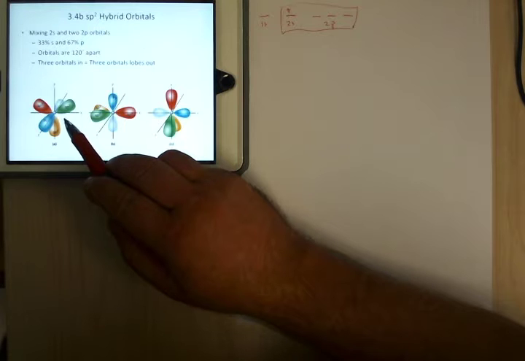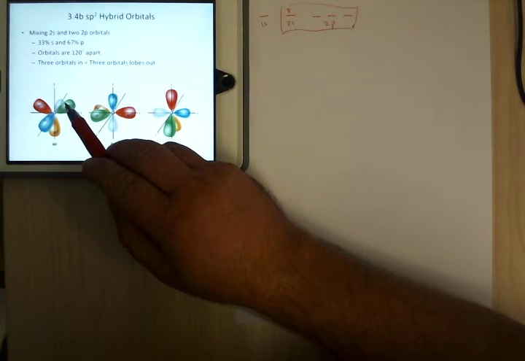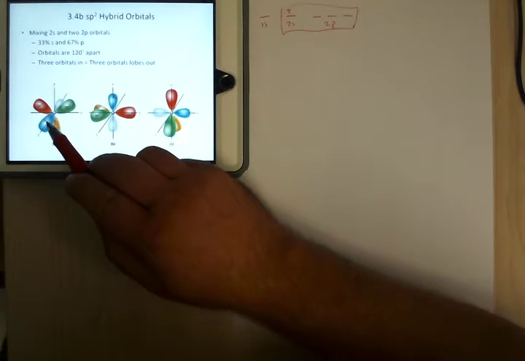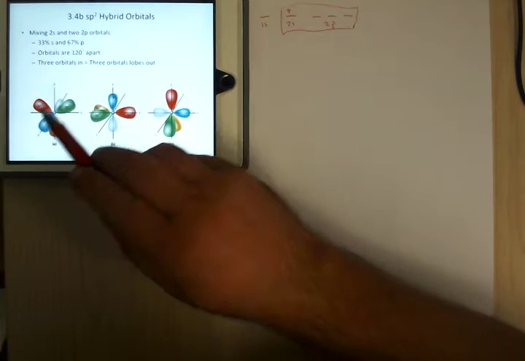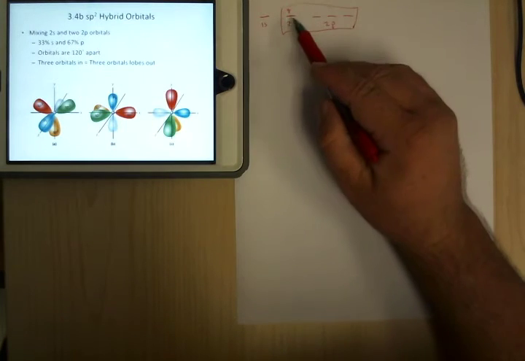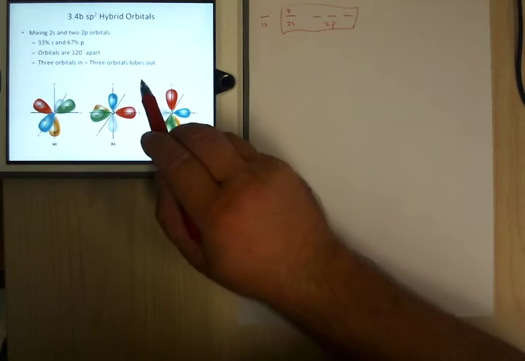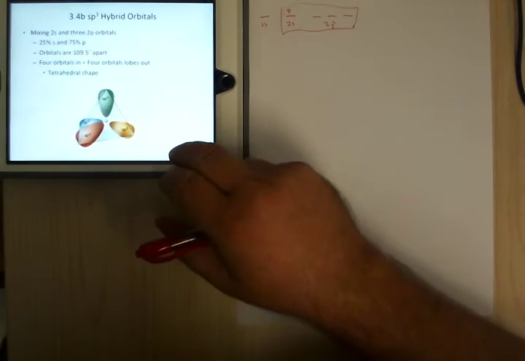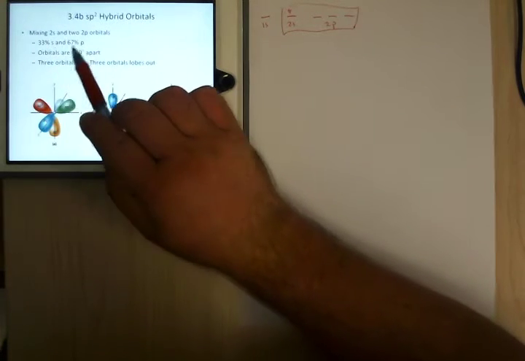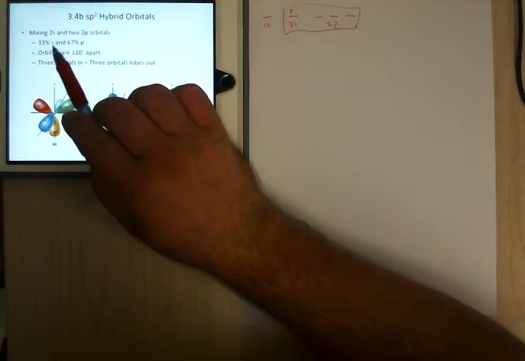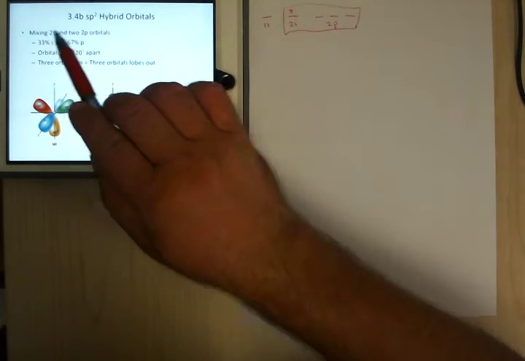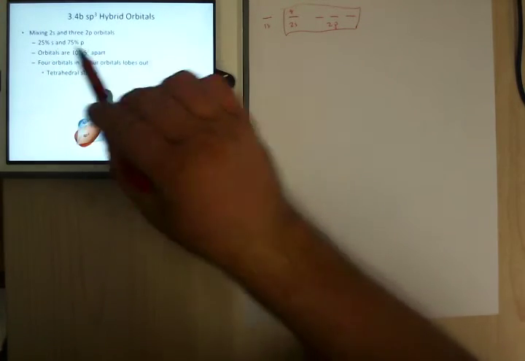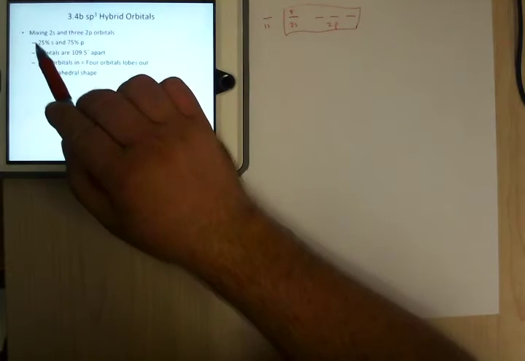Again, notice how these are 120 degrees apart. We're going to put an electron in each one of these lobes and then one in the pz orbital. 3 orbitals in, so 3 lobes out, there, and there, and then this pz is unaffected. Because you have 2 of the p orbitals, you're starting to drop the amount of s character within the atom. Now it's only 33%. If you combine all 4 of these, now you only have 25% s character.